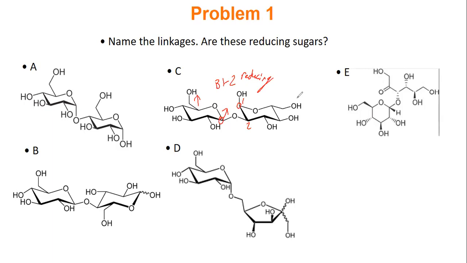I'll do B. I didn't realize that that wasn't recorded. So B, anomeric, and then anomeric, pointed up. So that's beta. If it was pointed down, it would look like that. So beta 1, then 1, 2, 3, 4. That's beta 1, 4, reducing.